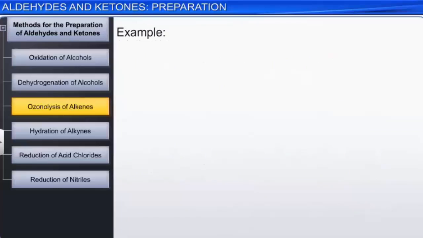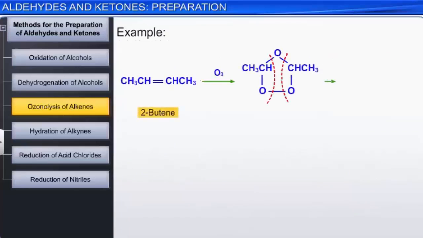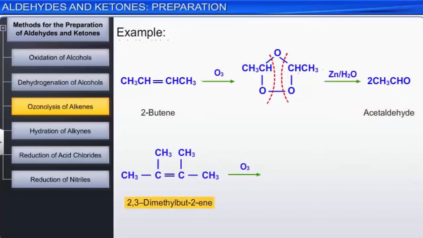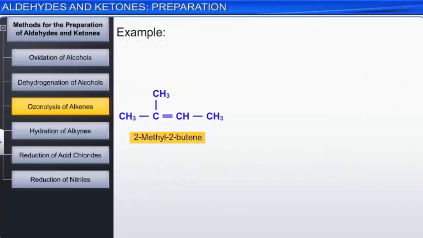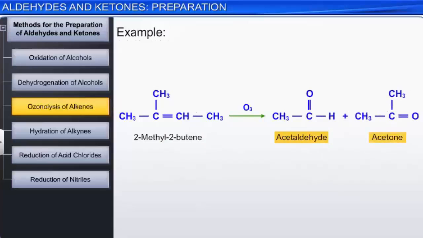For example, 2-butene yields 2 molecules of acetaldehyde on ozonolysis, while 2,3-dimethyl-but-2-ene yields 2 molecules of acetone. A molecule such as 2-methyl-2-butene yields a mixture of acetaldehyde and acetone on ozonolysis.